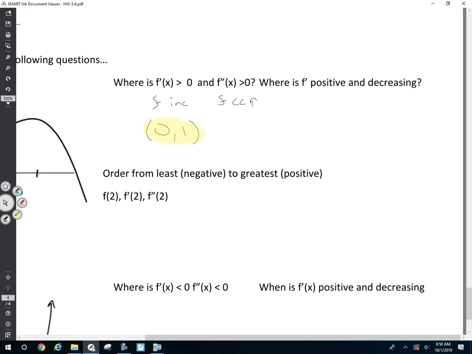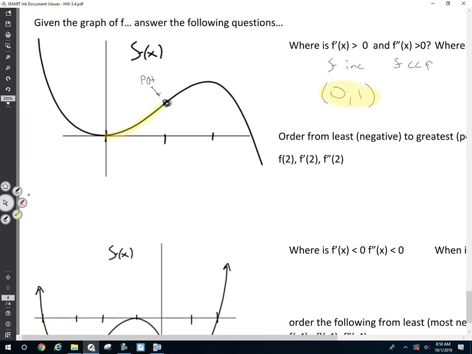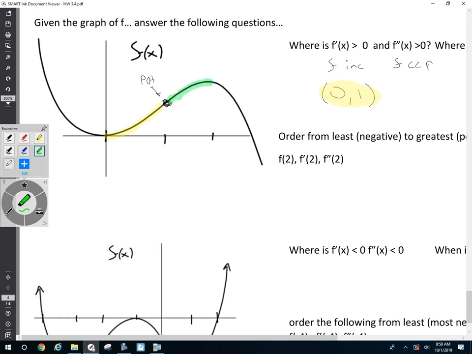Where is f prime positive and decreasing? So when is f going up? If f prime is decreasing, its derivative is negative. So this is translating to f going up and concave down. Going up, concave down here. So from 1 to 2.